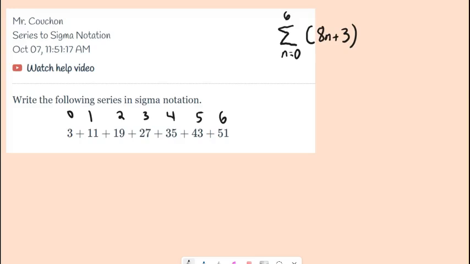Now let's see what happens if you chose to do n equals 1. Alright, for this one, n equals 1 and goes up to 7, and 8 times n minus 5, because in this case what you'd do is if you plugged in 1, you'd have 8 times 1 plus or minus something would get you to 3, and that would be 5. So either one of these two will work.